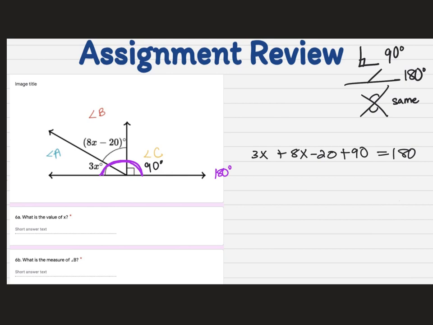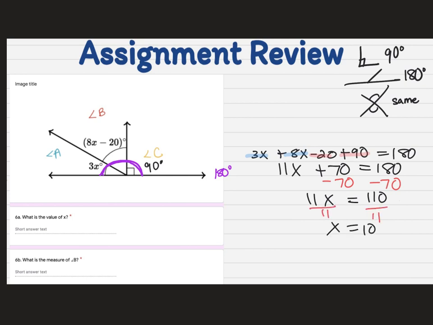Now I'm going to solve the equation. So let's go ahead and combine our like terms. When I combine the x's together, I'm going to get 11x, and when I combine negative 20 and 90 together, I get 70, and that's equal to 180. Now we're going to subtract our 70 from both sides, and then after subtracting, we divide both sides by 11. And that's going to leave us with x equals 10.